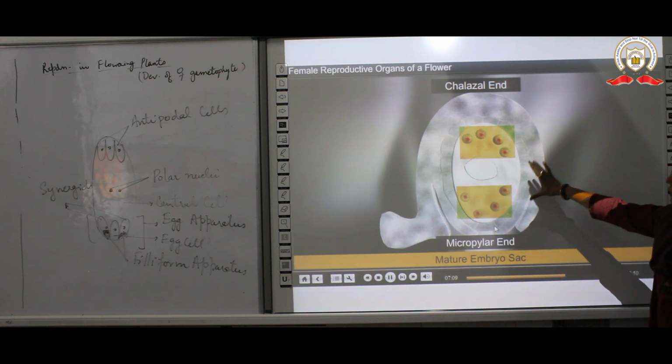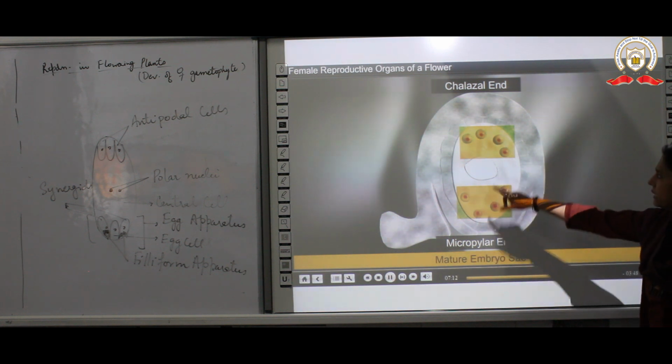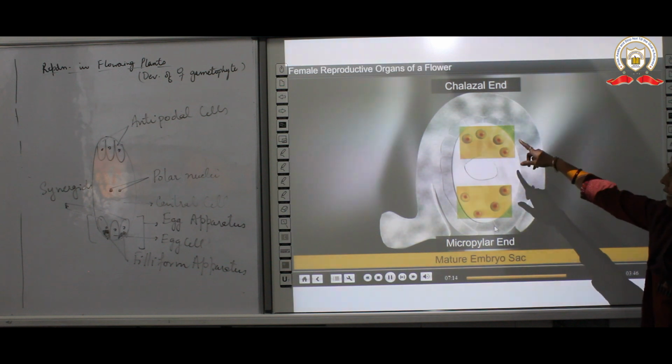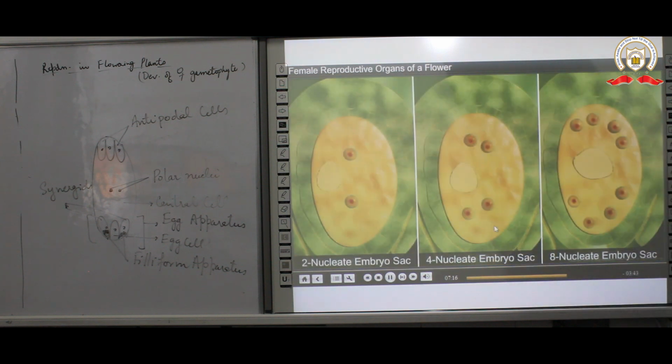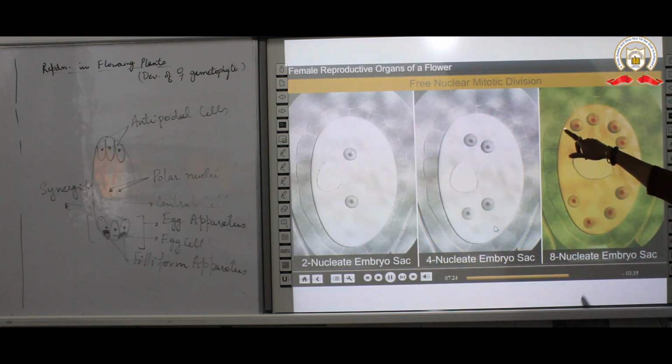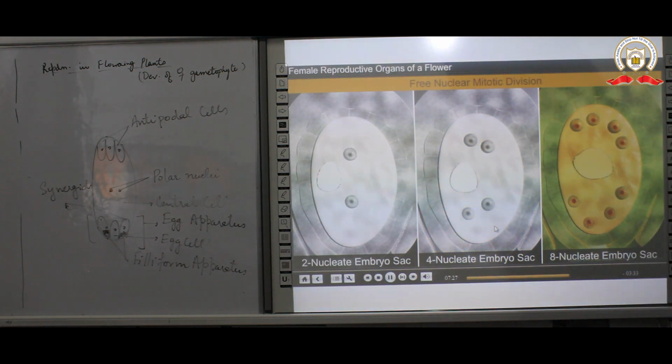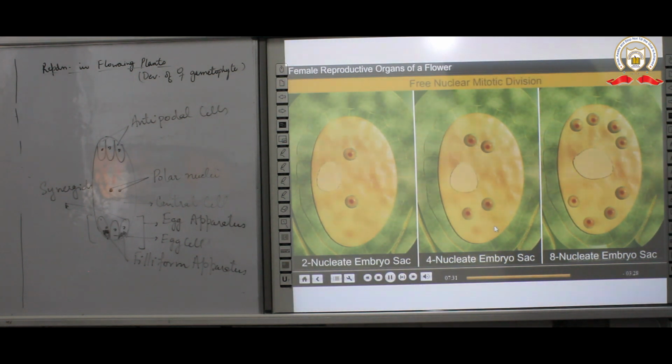Of these 4 nuclei at both the ends, one will move towards the center, and the 3 nuclei will show cytokinesis at the two poles. You can see how this 2-nucleated, 4-nucleated and 8-nucleated embryo sac is being formed here. Right, children? And this is a free-nuclear mitotic division, that is, only karyokinesis and no cytokinesis is taking place here. I hope this much is clear to you.